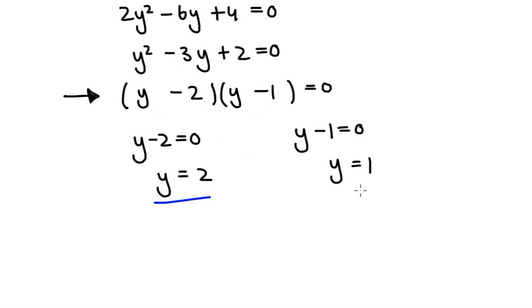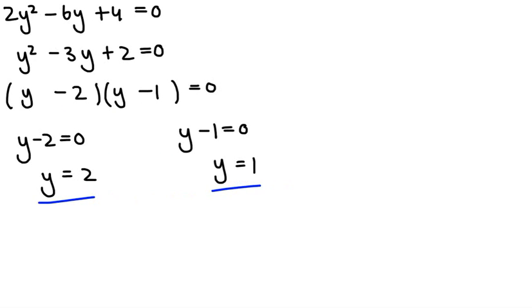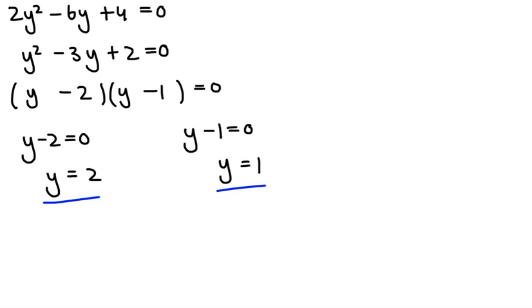We don't stop here. Now that we've found our two values for y, we need to find our two values for x. So like before, I just choose one of the equations. It's easier, I think, to choose the linear equation. So we have x plus y equals 3 was the linear equation we started off with. And now I substitute in my values for y.